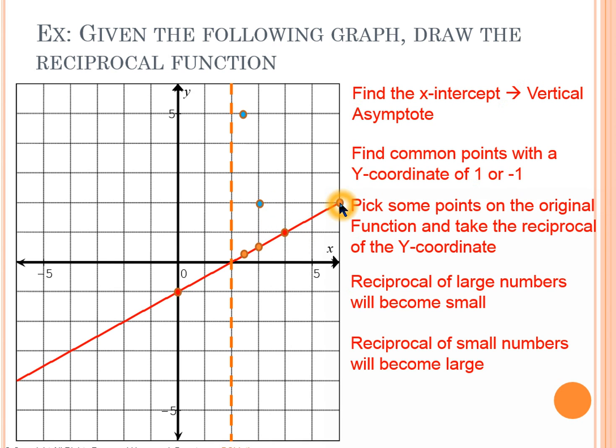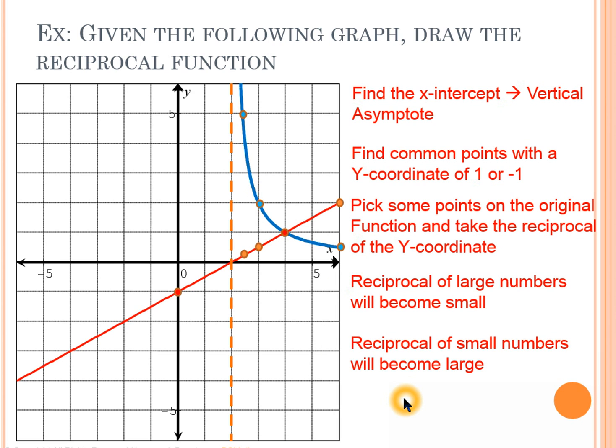And now finally I have another point here. This has a y value of 2. 2 is actually a large number, so the reciprocal of a large number will become small. So the reciprocal of 2 is 1 divided by 2, which is going to be a half. And there it is. So there's 1 point, there's another point, and another point, and basically we just connect the dots. And we get something like that.